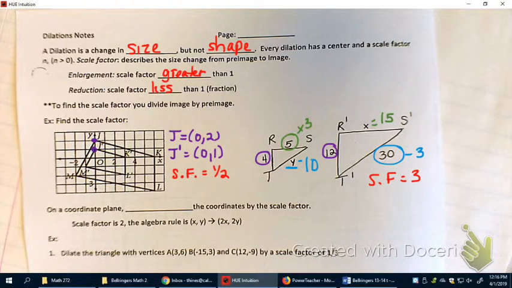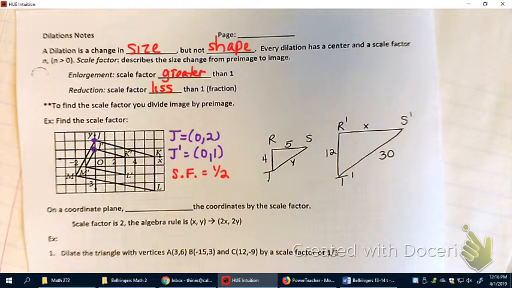Any questions? Now, I'm going to show you one other thing. I'm going to erase all that and show you one other thing. There is a way to do that without doing it the way that I did it. And you may or may not like it this way, but we'll see.